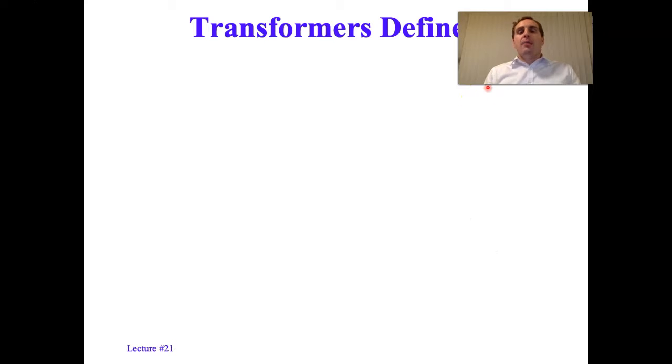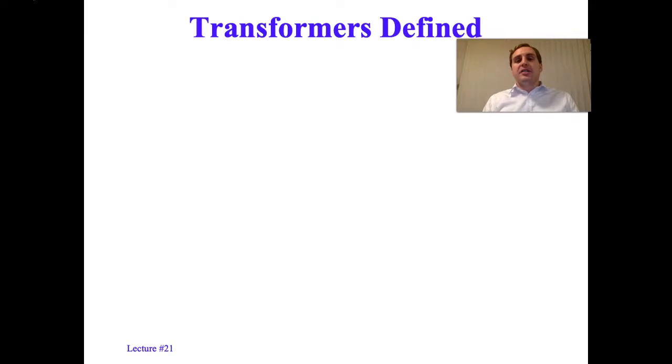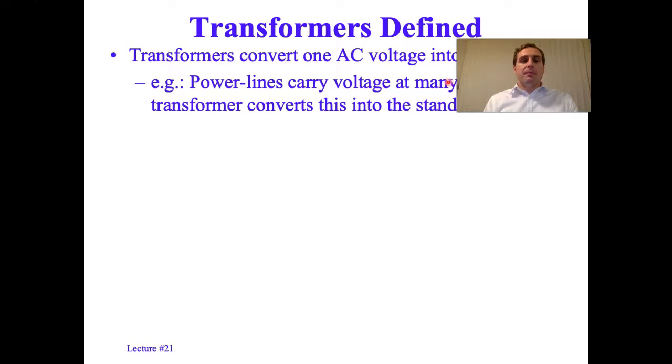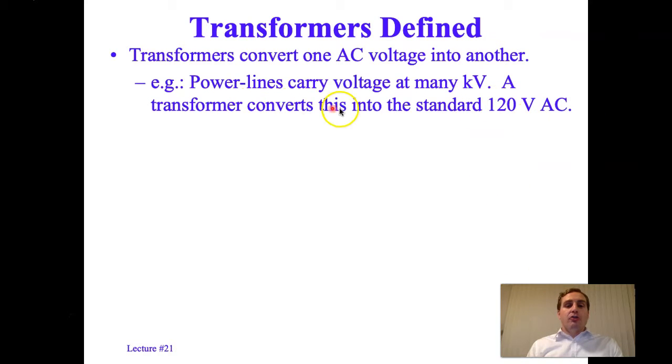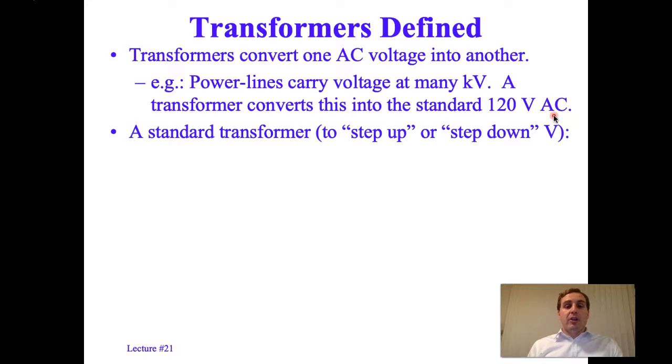Basically, what Faraday himself was discovering was a transformer. When he had different numbers of turns on the primary versus the secondary, he was essentially discovering an electric transformer. Transformers convert one alternating current voltage into another. An example would be power lines that carry voltage at many kilovolts, but a transformer converts this into standard 120 volt AC. At least in the United States, that's the standard voltage for alternating current.